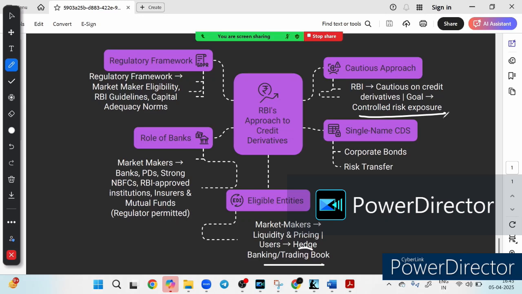So there is something called single name CDS. Single name CDS means risk transfer with a focus. One of the key credit derivative products in India is the single name CDS, that is, single name credit default swap. What is it used for? It is used for corporate bonds, meaning hedging against default. It is used for risk transfer, which means it allows investors to shift credit risk efficiently. So RBI has carefully structured the credit derivative market to ensure stability, risk management, and limited exposure.